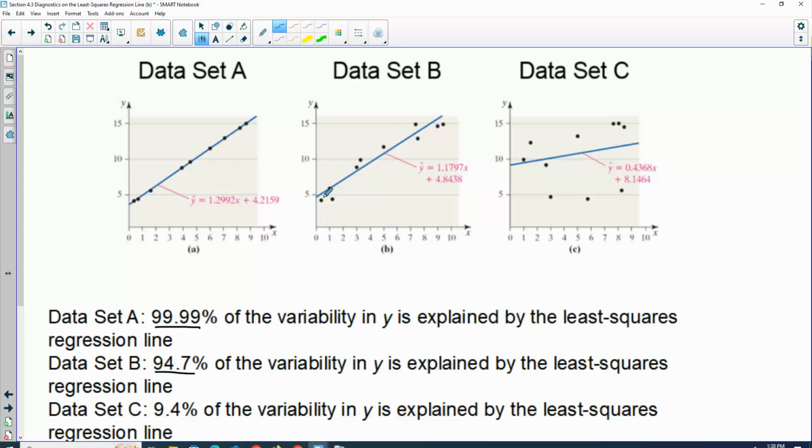This one is a little weaker, 94.7%. We can see it's still basically a line, but there is a little more variability. Not every point is on the line. Here, we have a lot of points off our line. It doesn't explain the data very well at all, so that's like a 9.4%. So basically what you need to think about in your head, the more closely it matches the line, the closer to 100% it will get. A very poor model would be very close to 0.